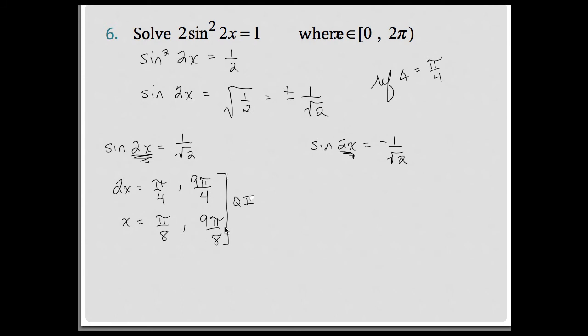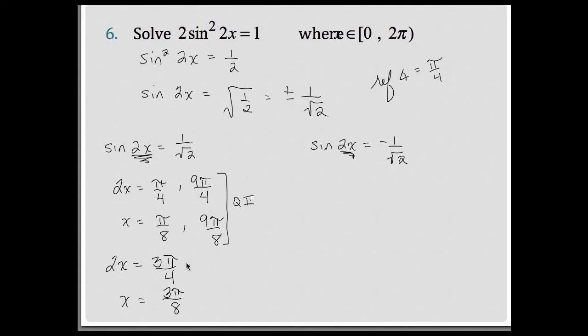All right, now we have to consider second quadrant, because remember we were trying to figure out where sine was a positive 1 over root 2. Well, over in the second quadrant, that could be 3 pi over 4. Divide that by 2, you get 3 pi over 8.